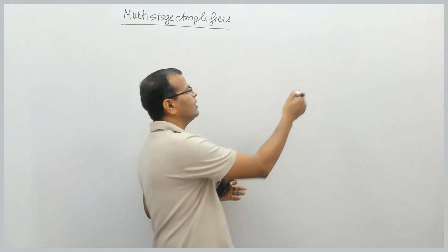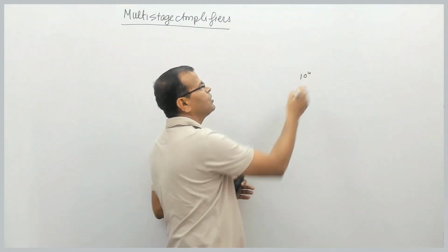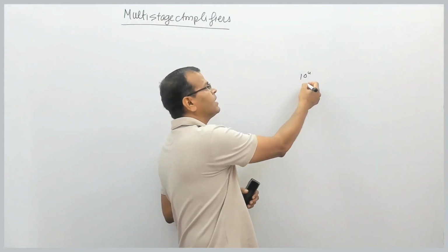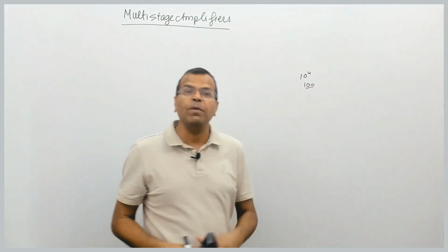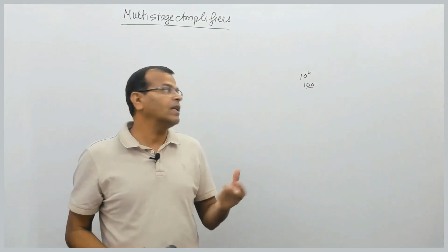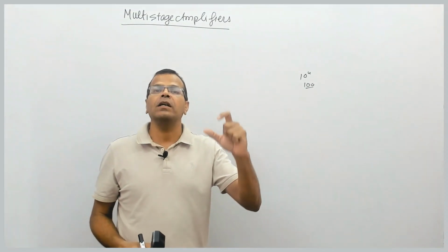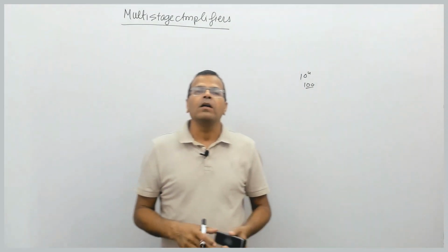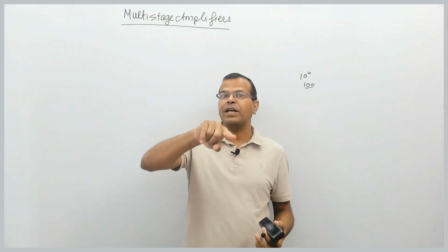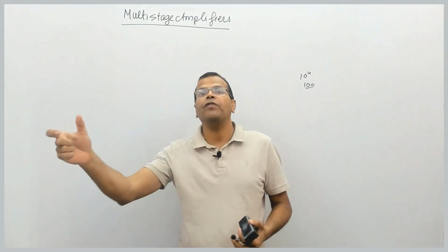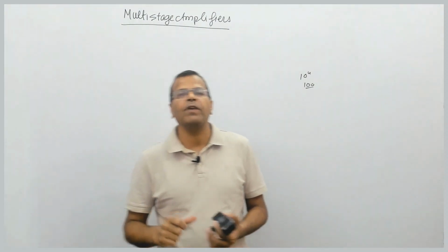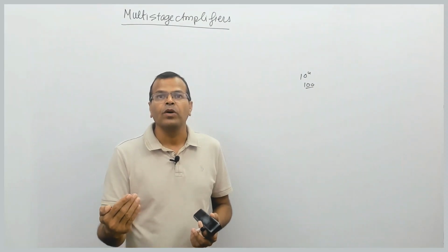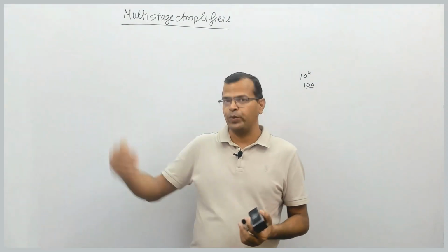Suppose I want to achieve a voltage gain of 10 raised to power 4. In that case, and if a single stage is able to give me the maximum voltage gain of 100, I will be connecting two amplifiers in cascade, where the output of one stage is fed to the input of the next stage. So in multi-stage amplifiers, we connect the output of one stage to the input of the next stage and so on.